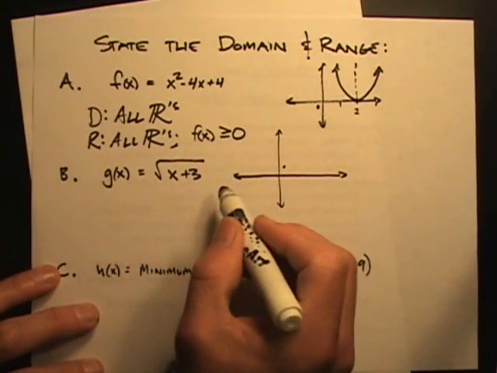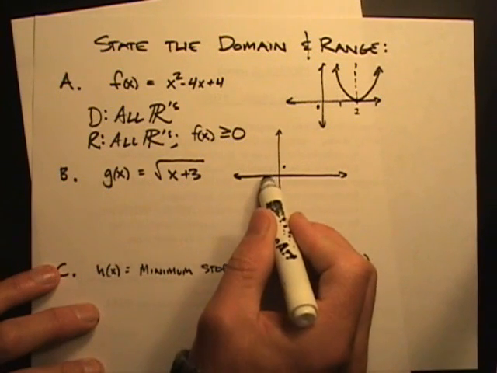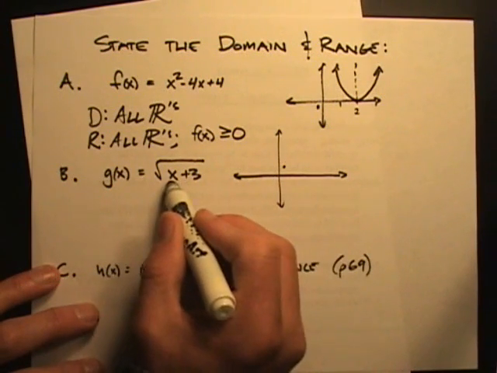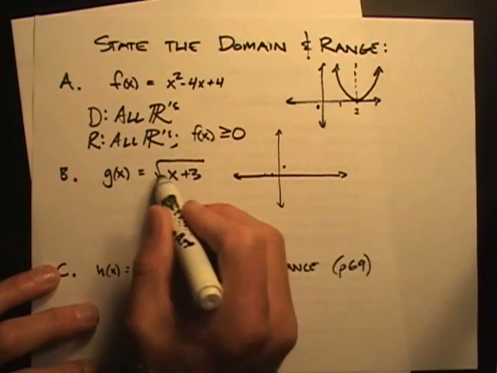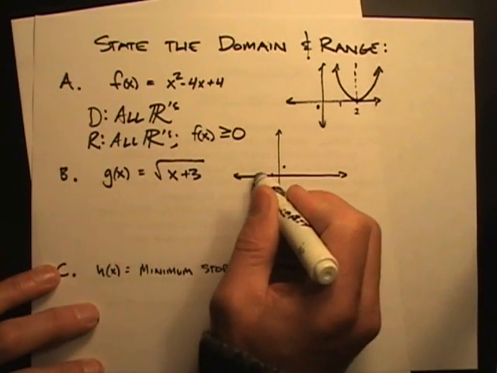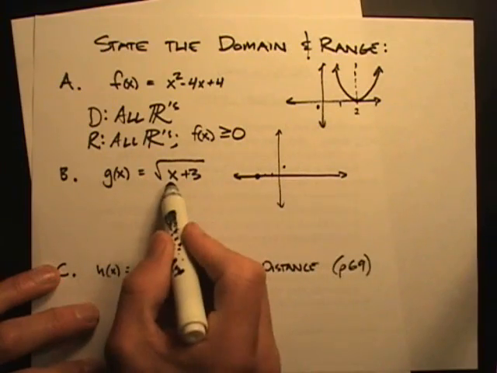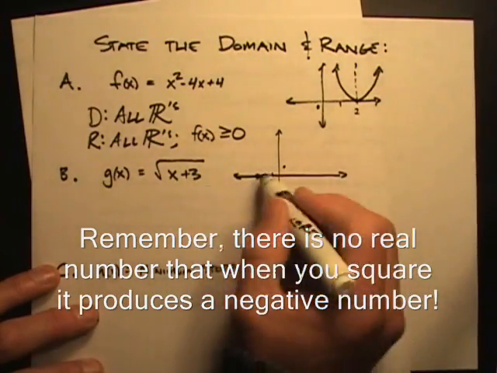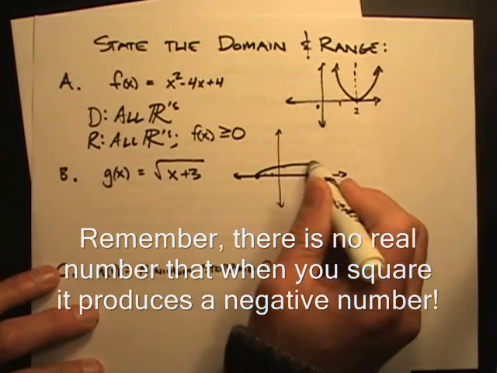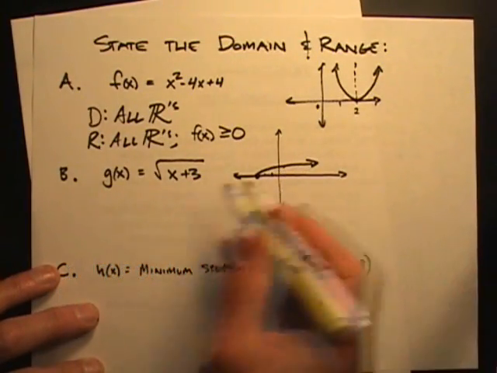I can plug in x values, but when I get negative x's and I get to negative 3 here for x, 1, 2, 3, it becomes 0. And I can take the square root of 0, it's 0. But I can't put in negative 4 or negative 5 or negative anything below actually negative 3. So this is a square root function, and it goes like that.